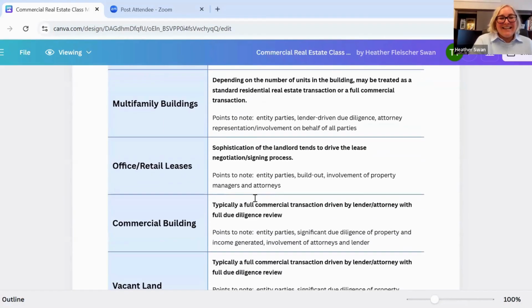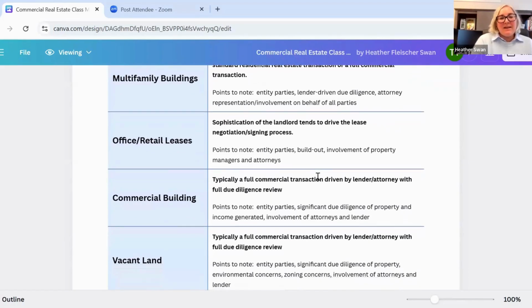All right. So we've talked a bit about multifamily buildings. Next, we have office and retail leases. Office and retail and any kind of commercial lease, it really runs the gamut. Yes, I will send you guys a copy of that checklist after class.